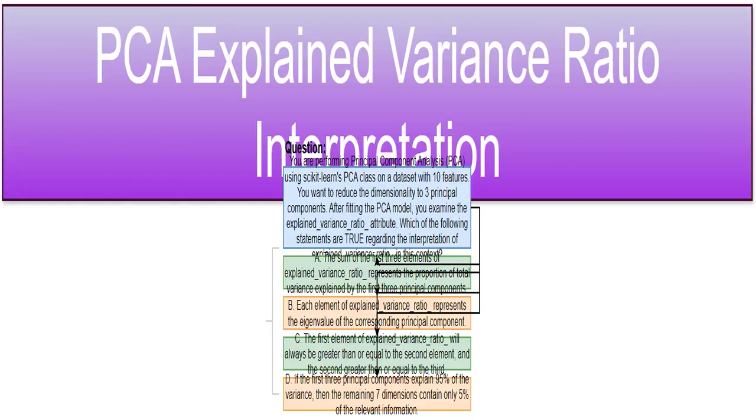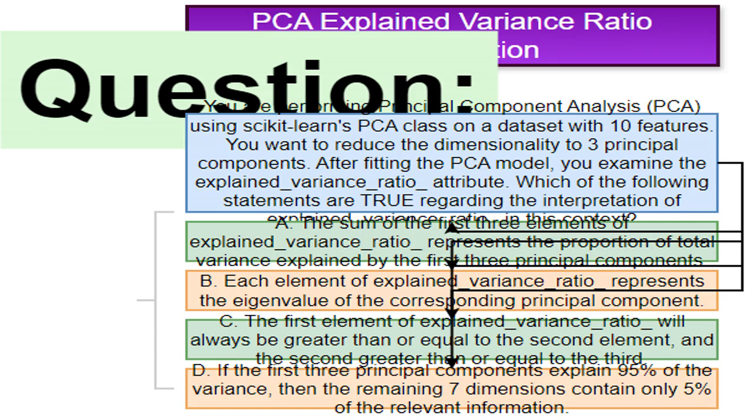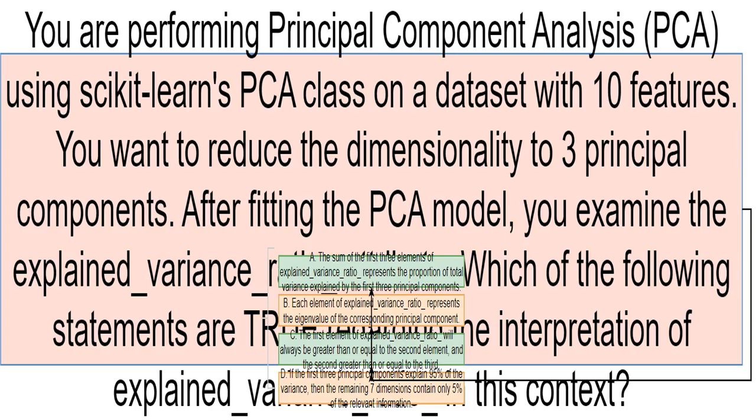I'm explaining the meaning of explained variance ratio in principal component analysis, PCA. It's a crucial concept to grasp. Let's dive into this PCA question. I want to test your understanding of how to interpret the results of a PCA analysis, specifically, what the explained variance ratio tells us. This sets the scene of our problem. I'm performing PCA with Sklearn on a dataset with 10 features, reducing to 3 principal components. We want to know how to understand what the explained variance ratio attribute tells us in this context.